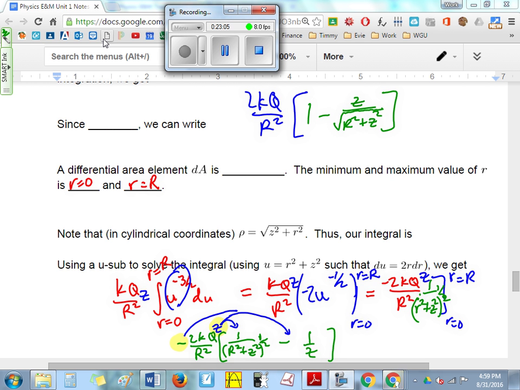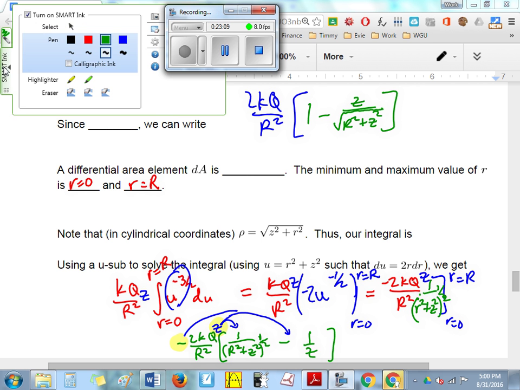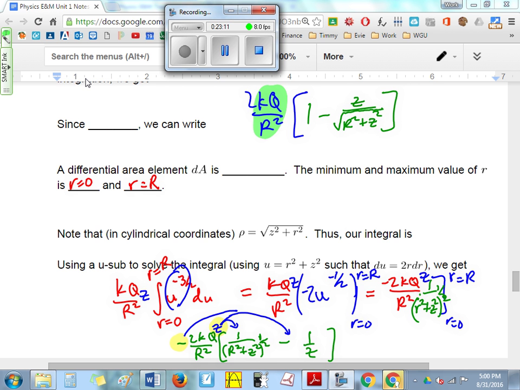So why did I write it like this? Well, I kind of liked the kq over r squared outside. Kq over r squared just reminds me it's a field. This is the net field due to a charged disk. Okay, and what's nice is I can see, oh, there's a kq over r squared. That's a field. Everything on the inside is unitless.